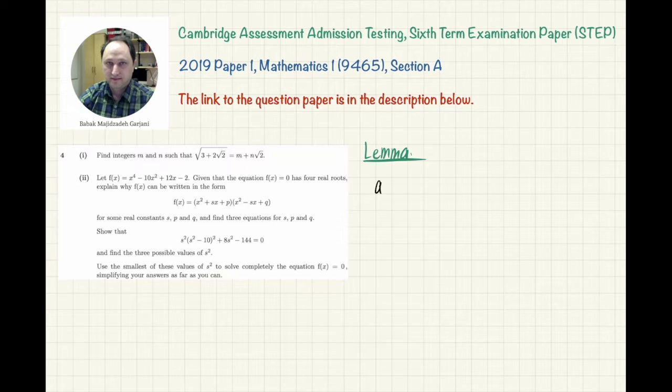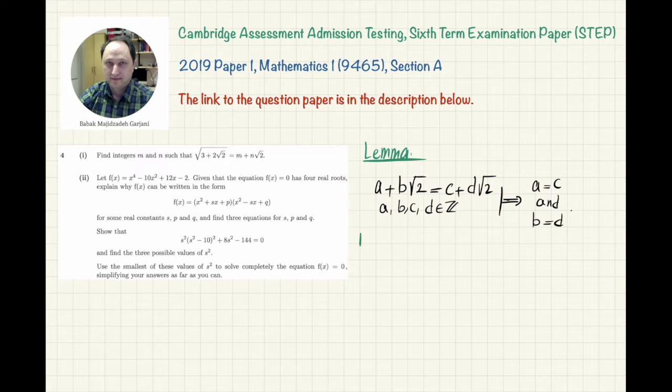Assume that I have a number of the form a plus b square root of 2 equal to c plus d square root of 2, and I know that a, b, c, and d are integers. I want to prove that this happens if and only if a is equal to c and b is equal to d. Okay, so the proof of this lemma.